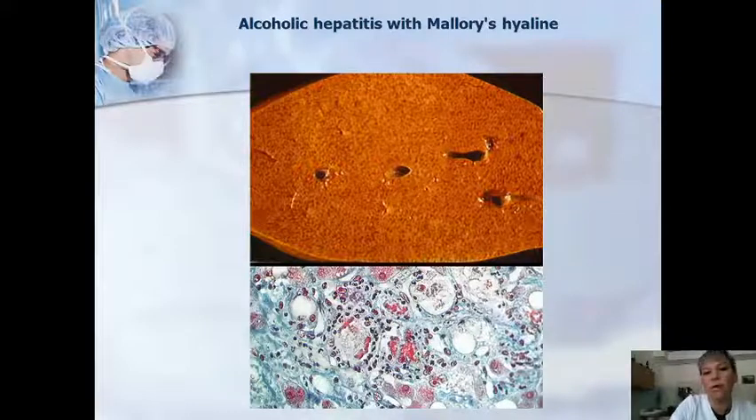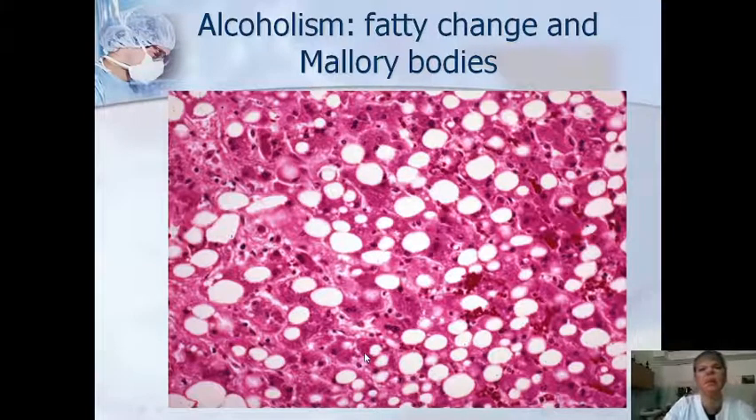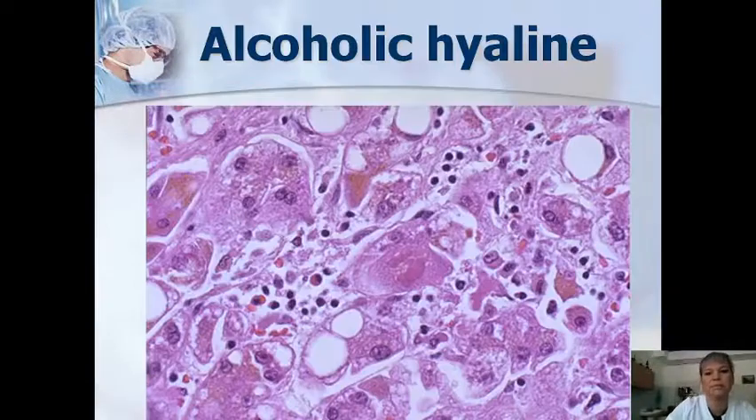The outcome of alcoholic hepatitis is the formation of portal cirrhosis. In this photo, you can see the anatomical picture and histological picture of alcoholic hepatitis with accumulation of Mallory's hyaline in the hepatocytes. Here we can see fatty changes and formation of Mallory's bodies in the hepatocytes. Alcoholic hyaline, Mallory's bodies.